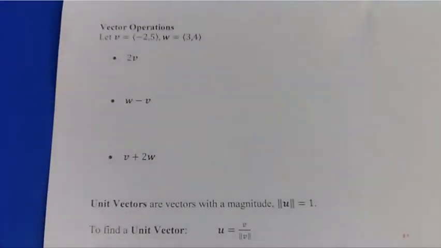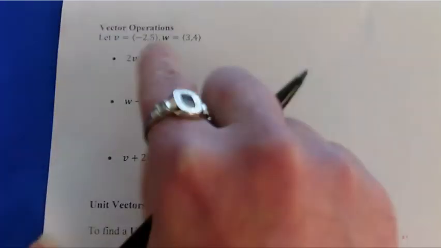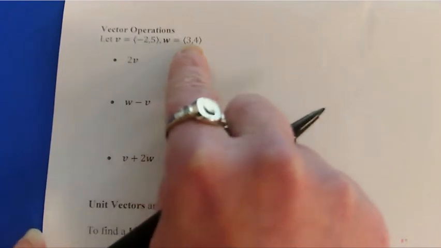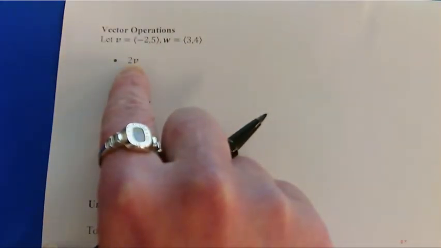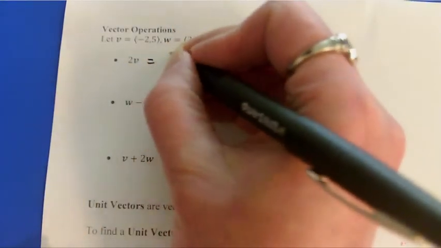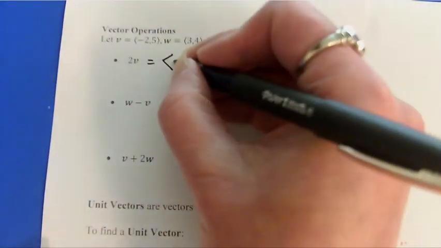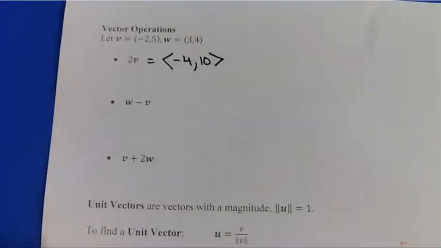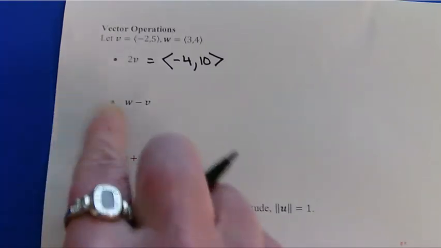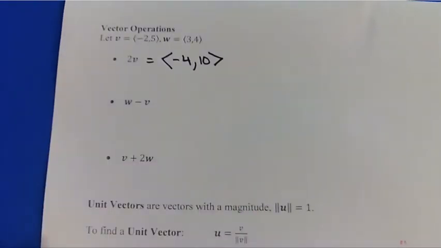Vector operations. So here are two vectors written in component form. What do you think it means to find 2v? Well, it's going to be twice as long. So it's 2 times each of the components.